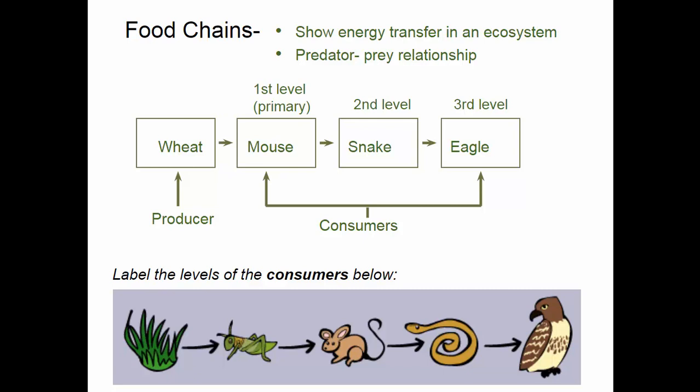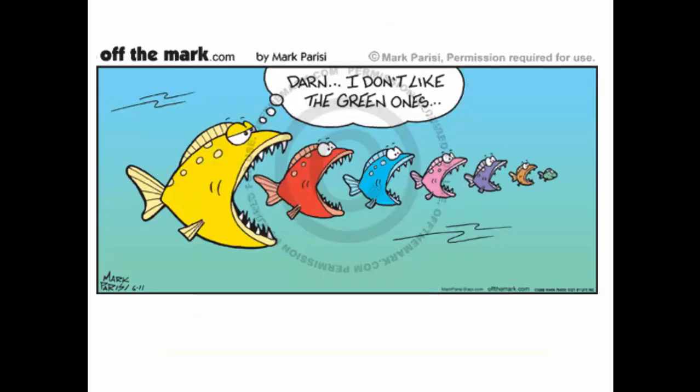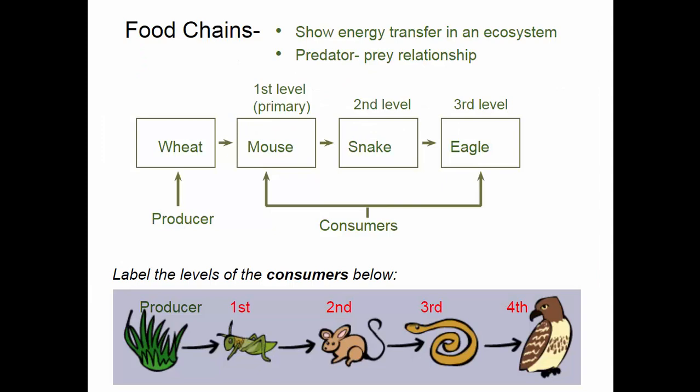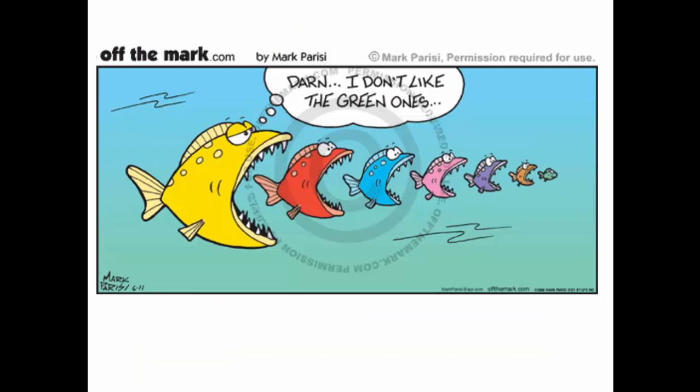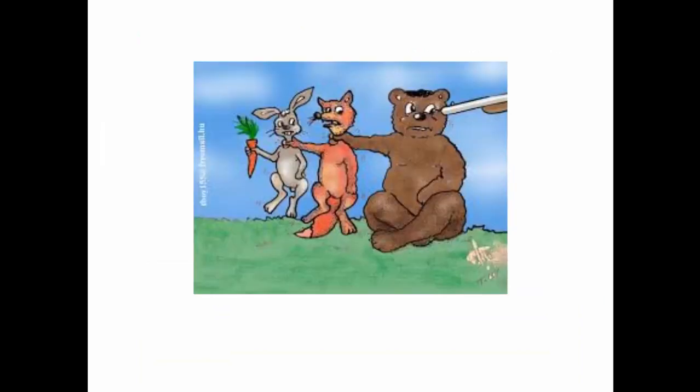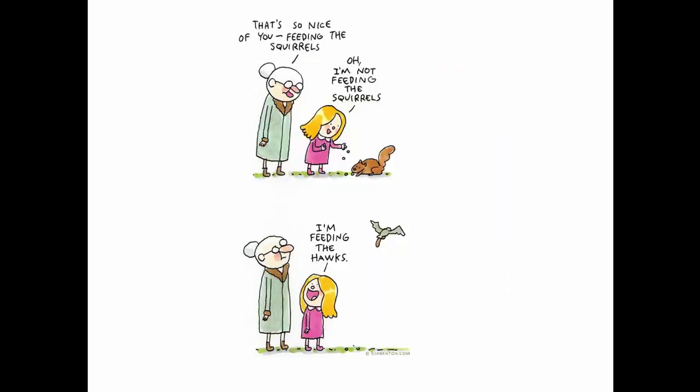And we classify consumers by what sorts of organisms they eat. So if you want to label this food chain, the bottom has 4 levels. Producers.